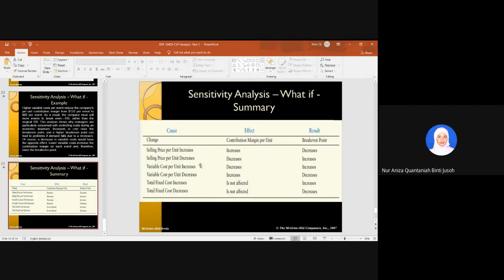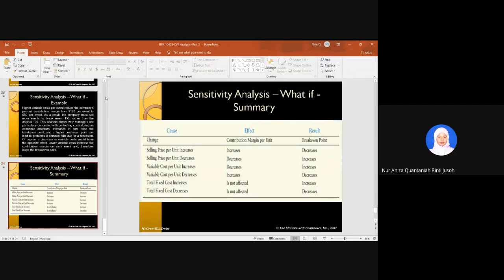For variable cost, if it increases, it will decrease the contribution margin per unit and will increase the break-even point. And for variable cost decrease, it will increase the contribution margin per unit and decrease the break-even point. And total fixed cost will not affect the contribution margin per unit, but it will affect the break-even point, whether it increases or decreases depending on whether the total fixed cost increases or decreases. So that is for part 3.